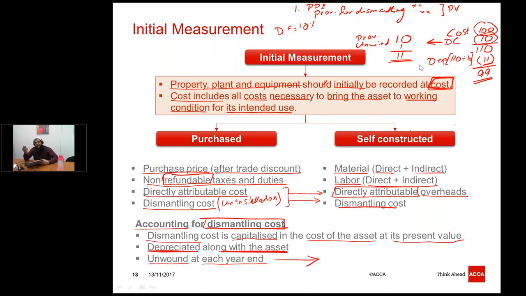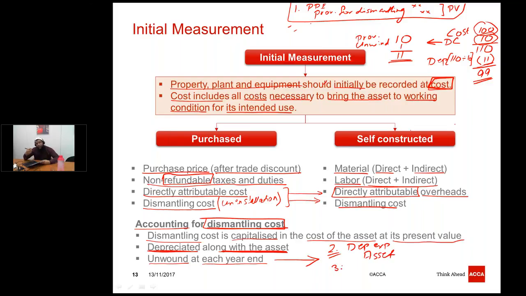Okay, now what will be the entry for unwinding and depreciation? Let me write over here. I'm writing the second entry. The first was asset debit, provision credit. The second entry is depreciation expense debit and the asset being credited.